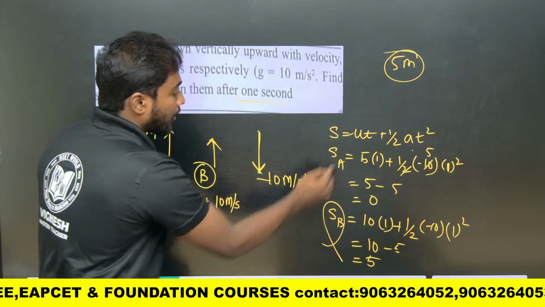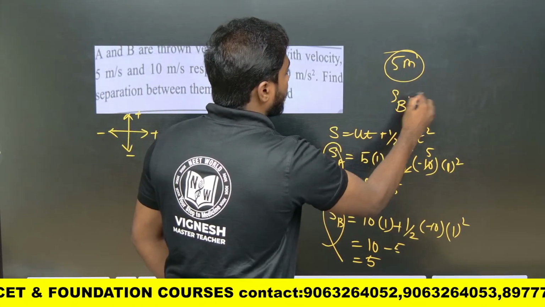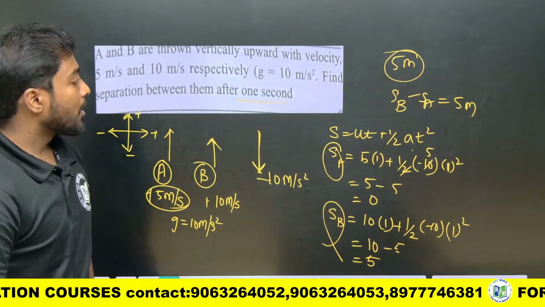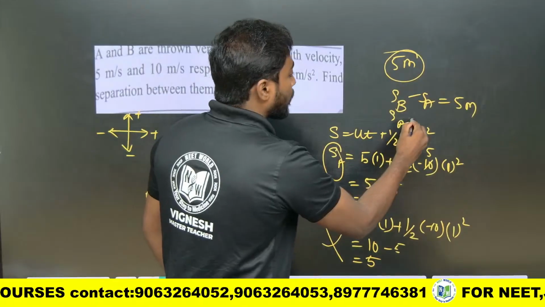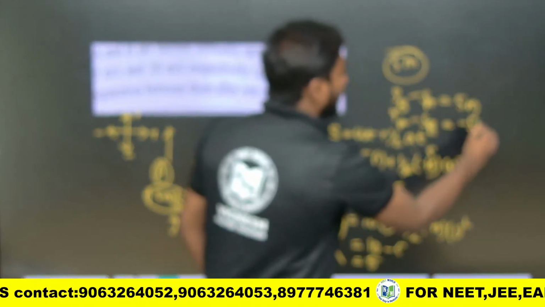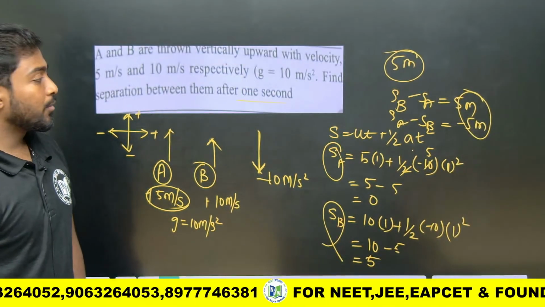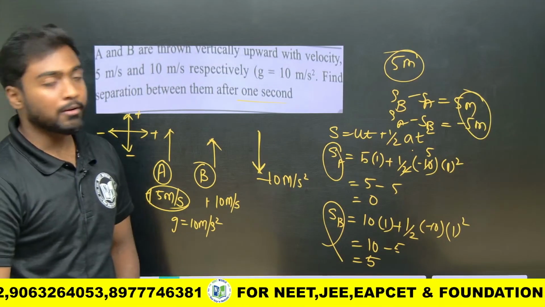See, SB and SA. So SB minus SA, the separation is 5 meter. Okay, if I want to write SA to SB, it is minus 5, but we will only see the separation magnitude, so it is 5 meter. Got it?